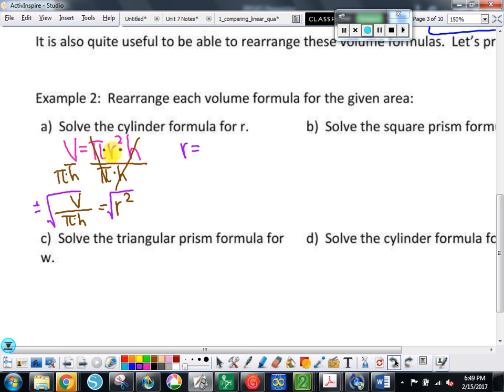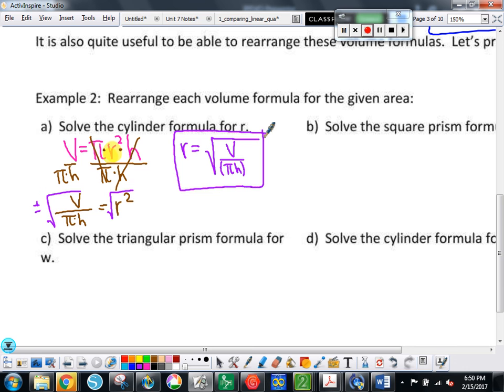So radius equals the square root of volume over pi h. Now we probably should put parentheses around those, just so that when you plug it into the calculator you don't make a mistake. And that's what you got to do. Let's try the next one.